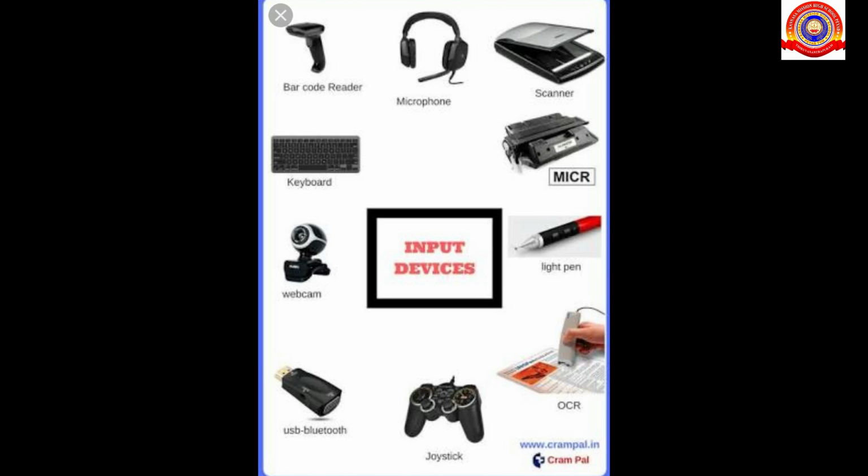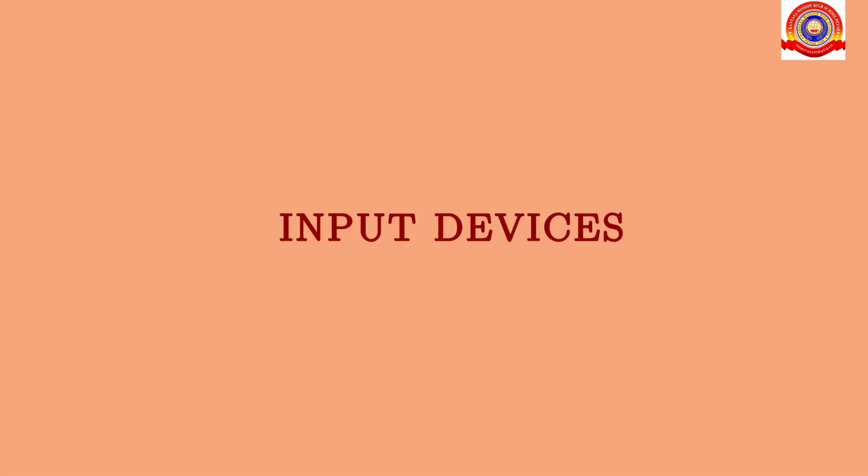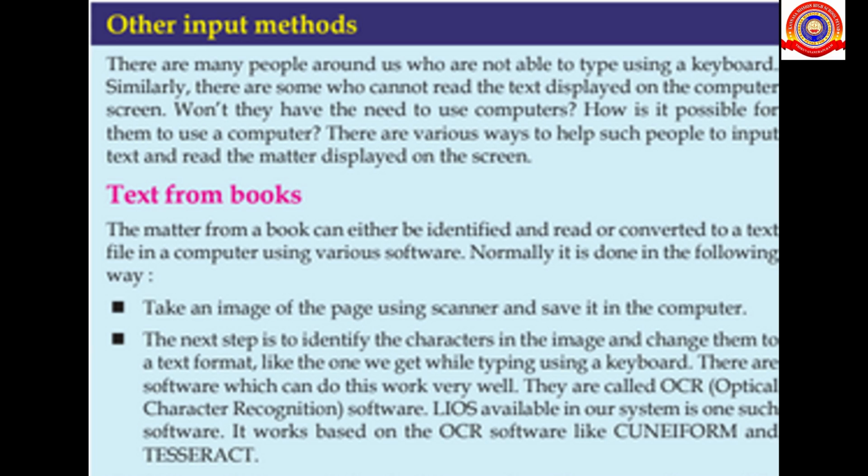You have already studied that keyboard and mouse are input devices. Keyboard is the major device which is used to input text. Mouse is an input device which is known as pointing device. Right. Now, we will learn some new input devices.